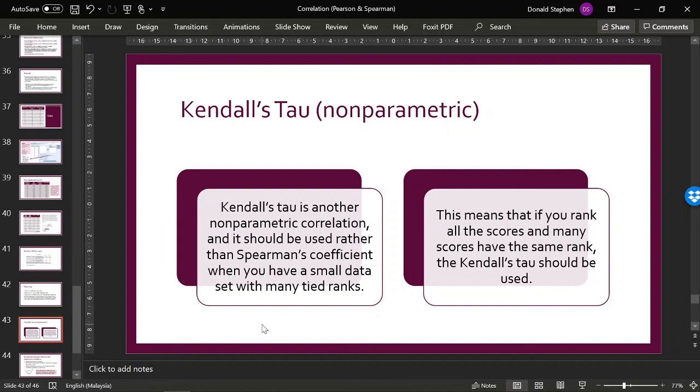Okay, so another thing is Kendall Tau. This is also another kind of correlation analysis. So when you need to do this, so let's look at here. So Kendall Tau is another non-parametric correlation, just like Spearman. So when you decide to use Kendall Tau and Spearman, is that when you have so many tied ranks.